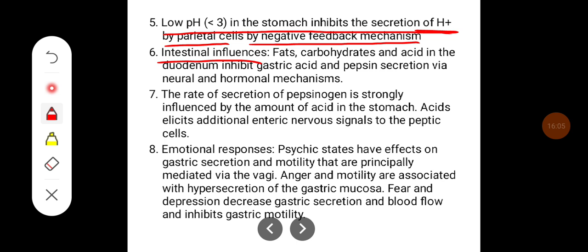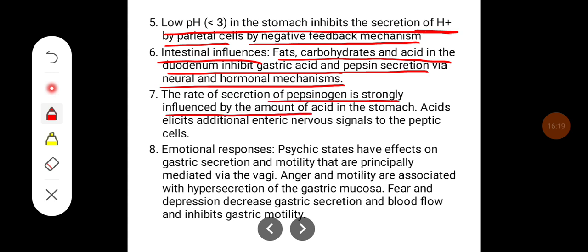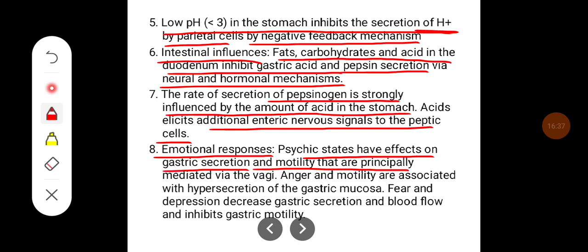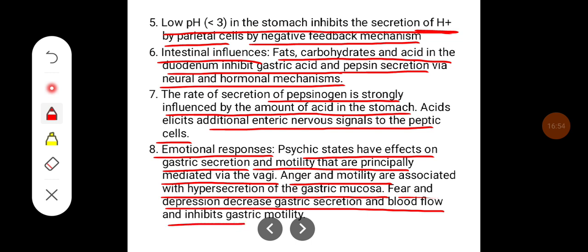The low pH in the stomach inhibits the secretion of H plus ions by parietal cells by a negative feedback mechanism. The intestinal influences like fats, carbohydrates, and acid in the duodenum inhibit gastric acid and pepsin secretion via neural and hormonal mechanisms. The rate of secretion of pepsinogen is strongly influenced by the amount of acid in the stomach. Acid elicits additional enteric nervous signals to the peptic cells. Emotional responses and psychic states have effects on gastric secretion and motility that are principally mediated via the vagi. Anger and hostility are associated with hypersecretion of the gastric mucosa, whereas fear and depression decrease gastric secretion and blood flow and inhibit gastric motility.